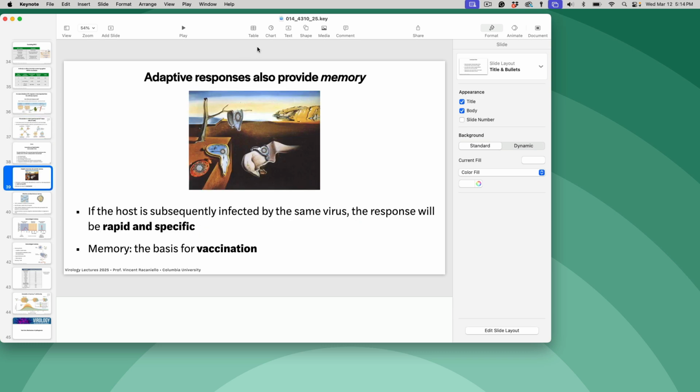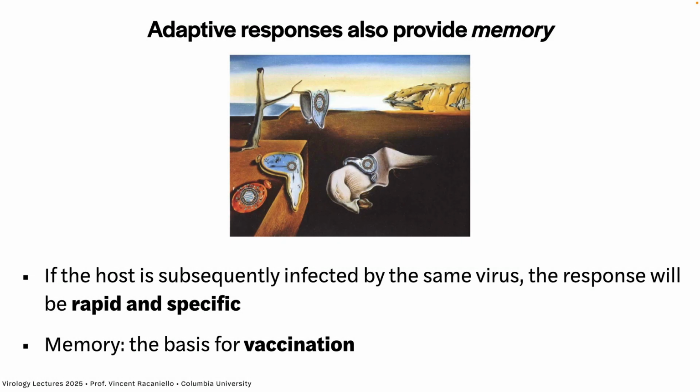And finally, memory. This is The Persistence of Memory by Salvador Dali. The original does not have viruses in it. So memory is provided by adaptive responses. Long-term memory, as I said, innate responses may have short-term memory, but these have long-term, so that if you are infected with the same virus again later, you have a rapid and specific response.